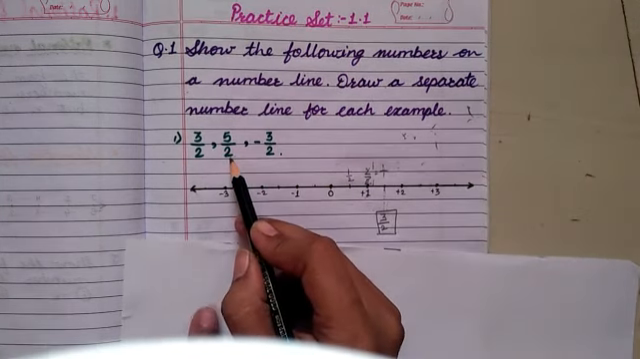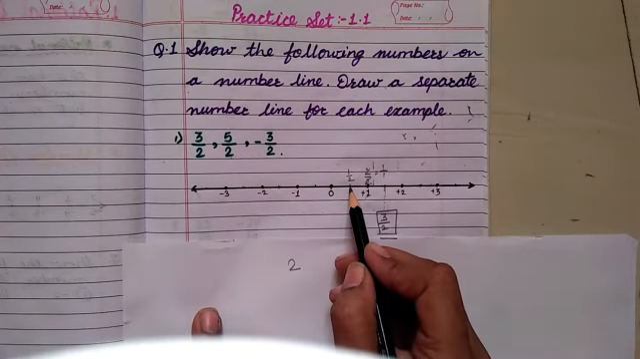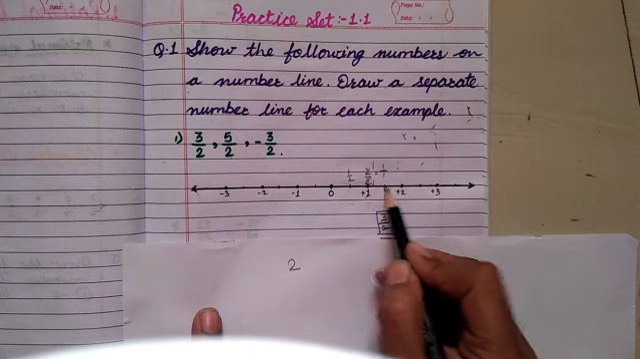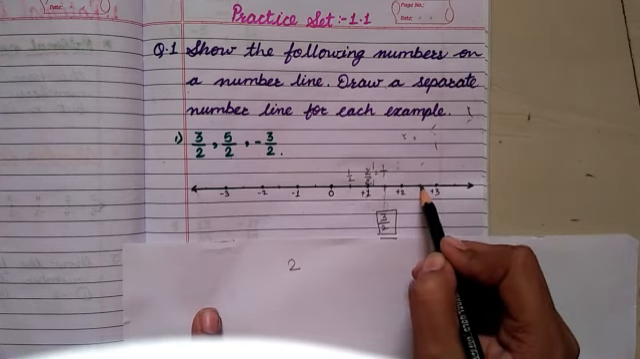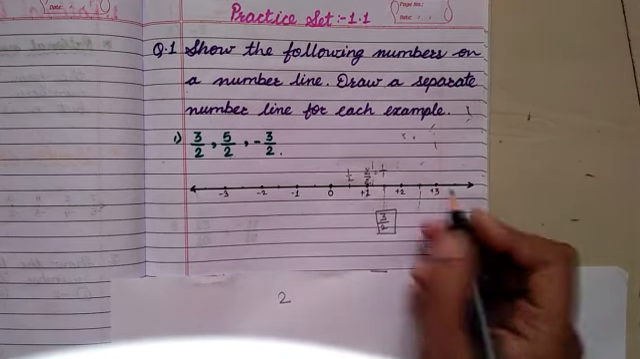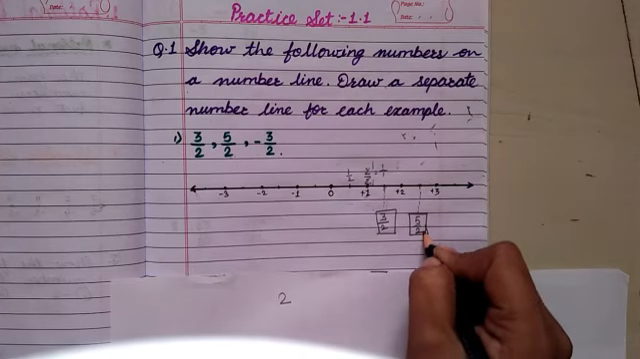So how can we show the 5 upon 2? After the 0 we have to count again: 1 upon 2, 2 upon 2, 3 upon 2, 4 upon 2, and this one is 5 upon 2. So we have to show it this way, 5 upon 2.